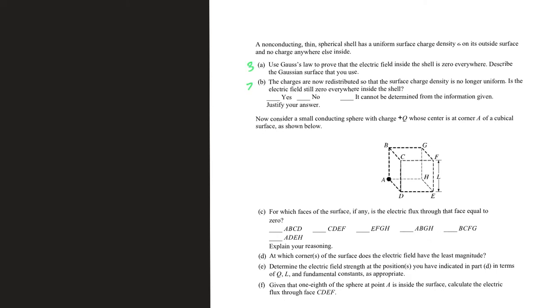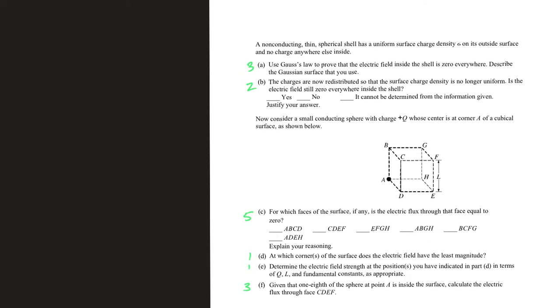Part B is worth 2 points. Part C is worth 5 points. Let's see, parts D, E, and F. D and E are 1 point, and F is 3 points. All right, so let's take a look.